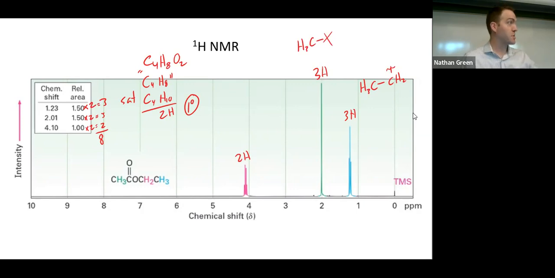You can do a couple different things. You can put an oxygen next to it, or since we think we might have a carbonyl in there, you could also use a carbonyl. I'd hold out for both of those, right?